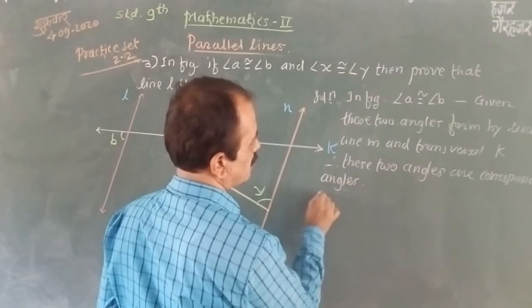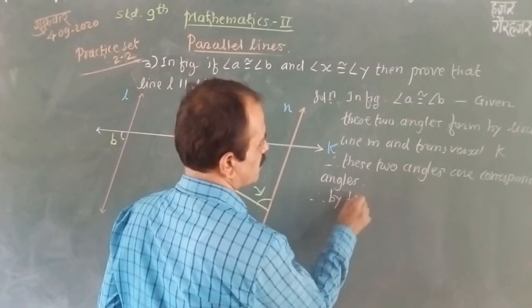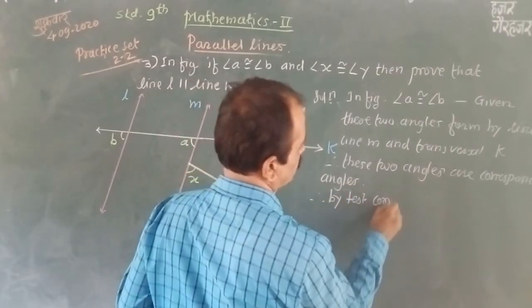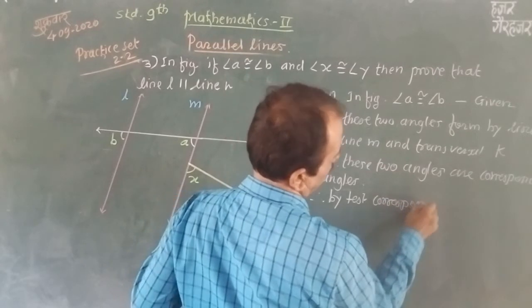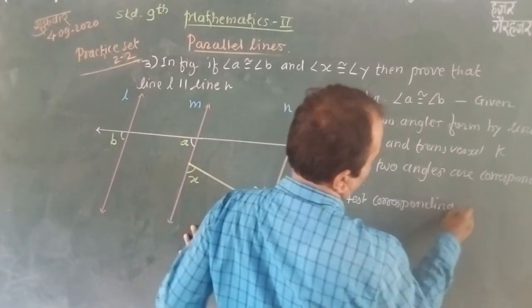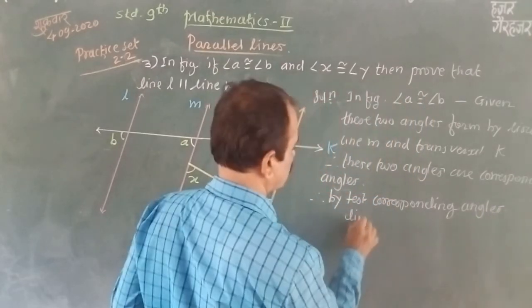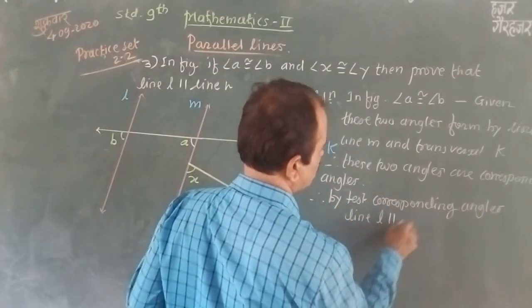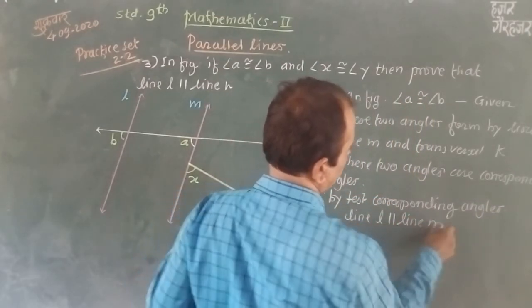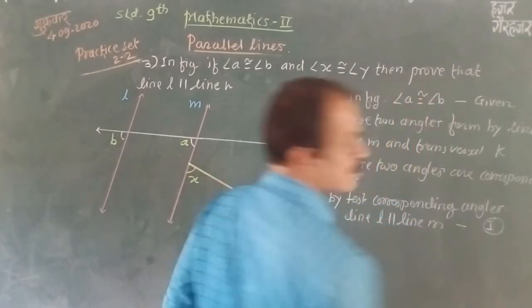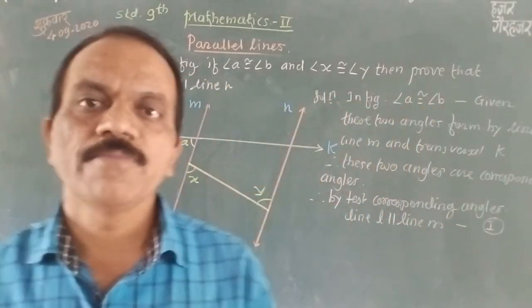Corresponding angles. Therefore, by the test of corresponding angles, this line is parallel to this line. This is our first statement.